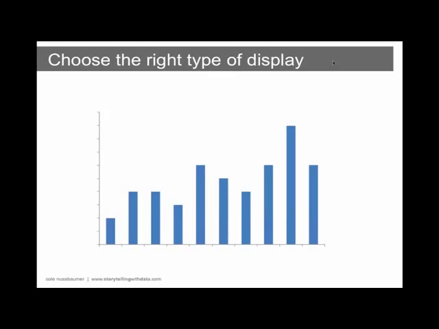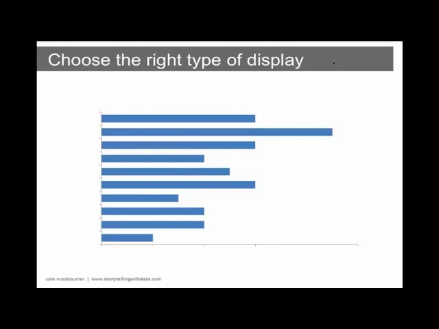So the nice thing about bar charts is that people already know how to read them, which means less of a learning curve when you're presenting information in a bar chart to an audience. Now there are different types of bar charts. This is your kind of standard vertical bar chart, also horizontal bar charts. A good use case for a horizontal bar chart is if your category names are very long.